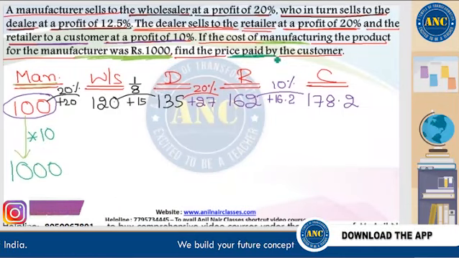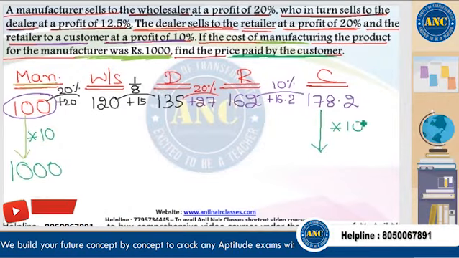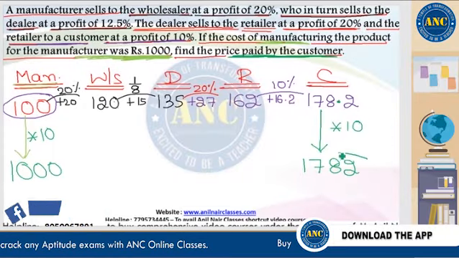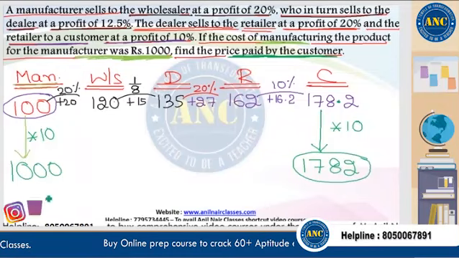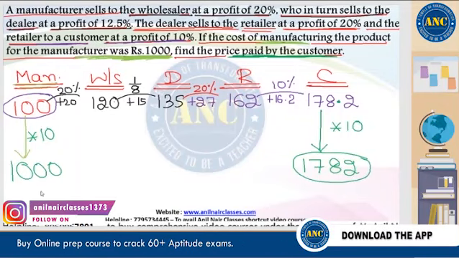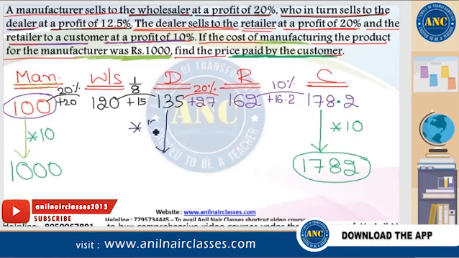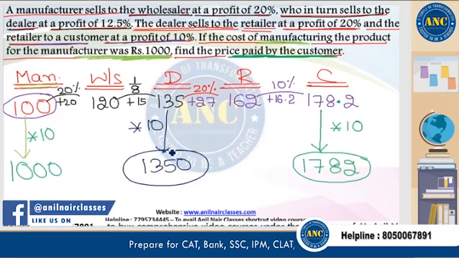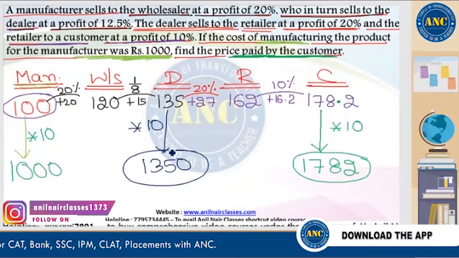Question is, find the price paid by the customer. Customer also multiply by 10, Jagdish. 178.2 into 10 is 1782. Answer for this question is 1782. The beauty about solving by this method is, let them ask any intermediate value. If they are asking for dealer, that also multiply by 10. Dealer price is 1350. I believe that my students are very, very clear with the logic, sir, with whatever I am teaching you right now.